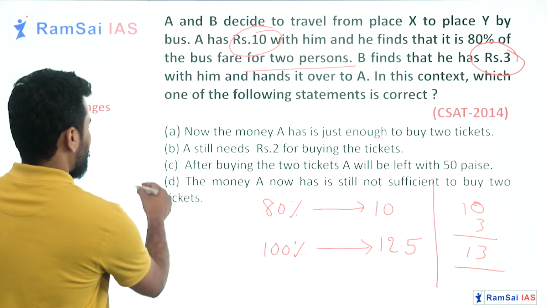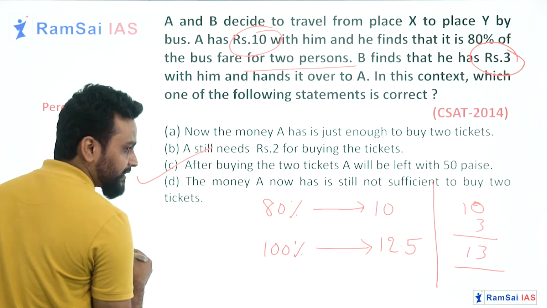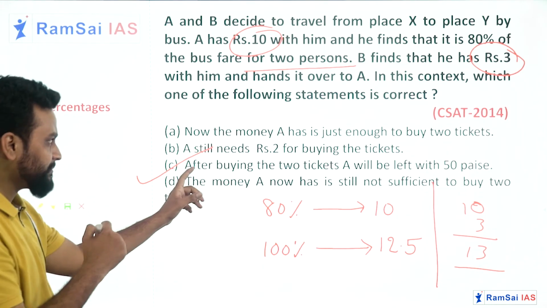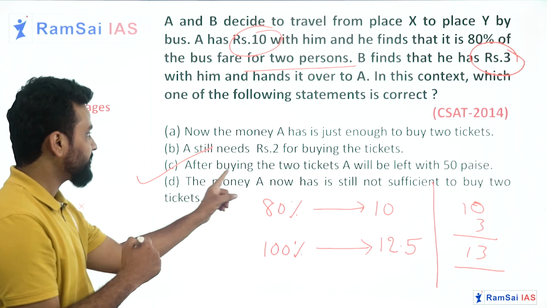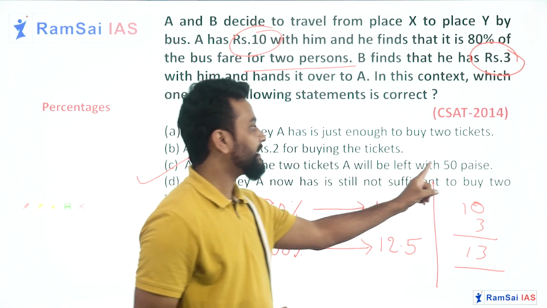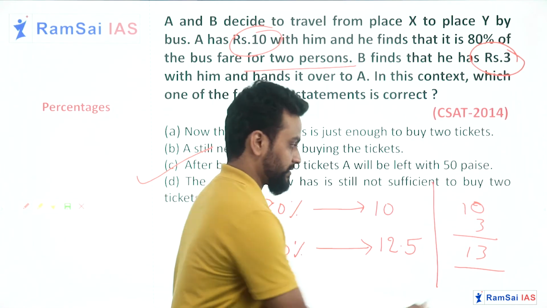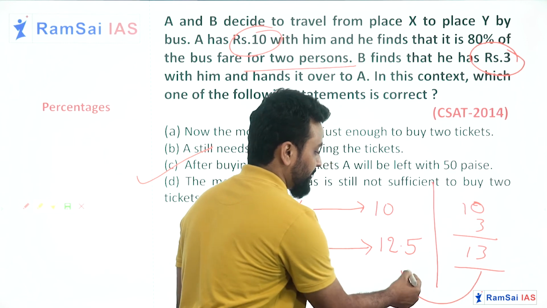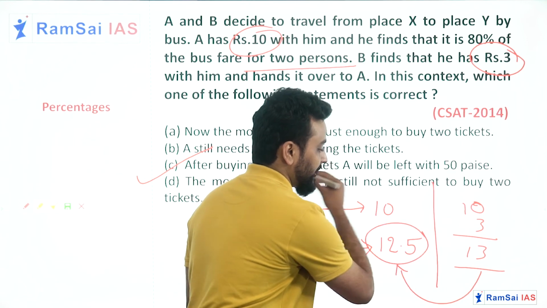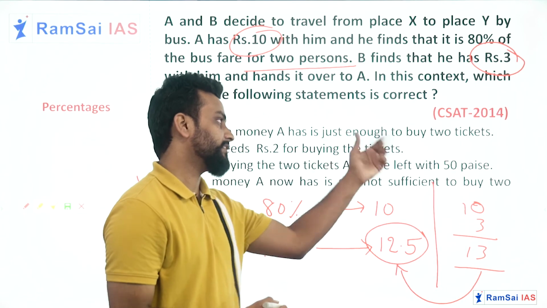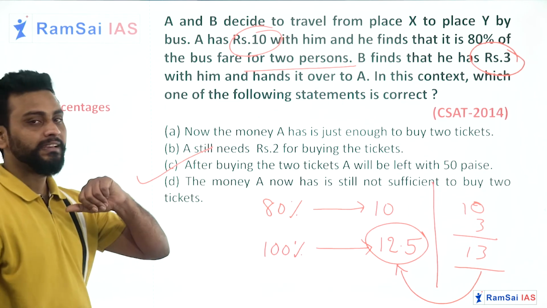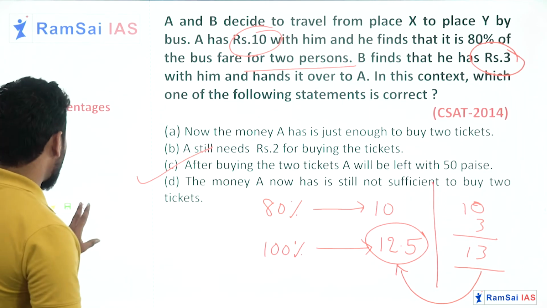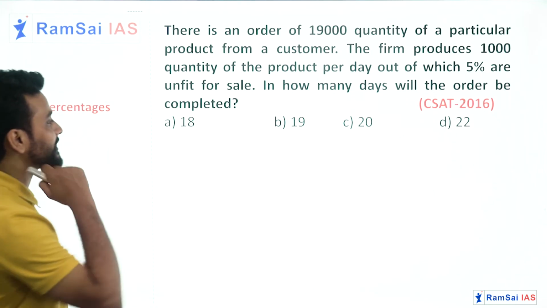So we have the same statement in option C. After buying the 2 tickets, A will be left with 50 paisa. So see, they initially had 13 rupees and they paid 12.5 rupees for the tickets. They are left with 50 paisa. Of course, option C is the answer. Okay. So the next question in this video.